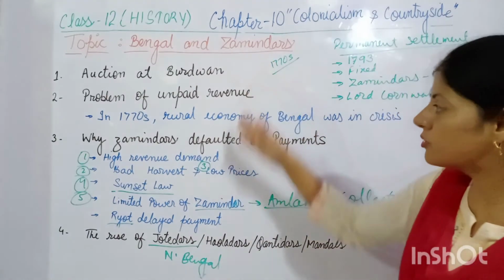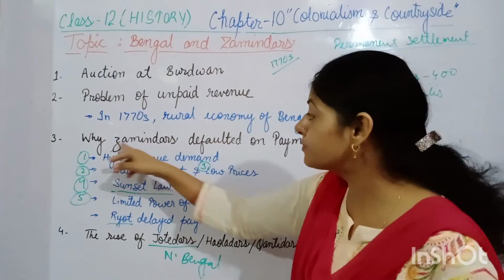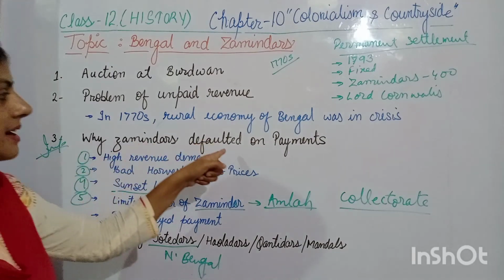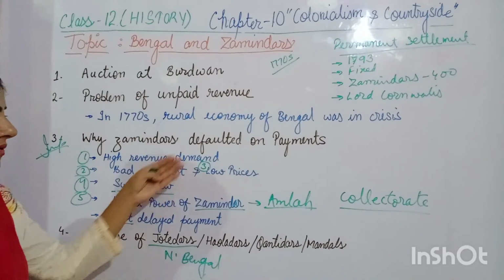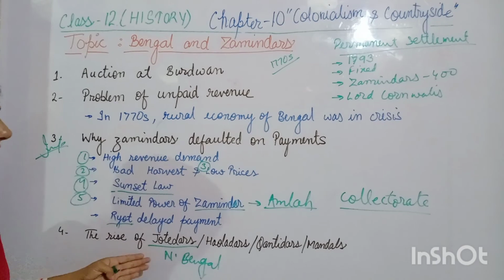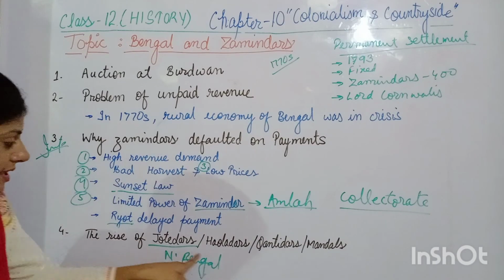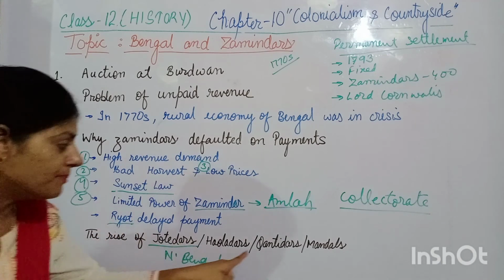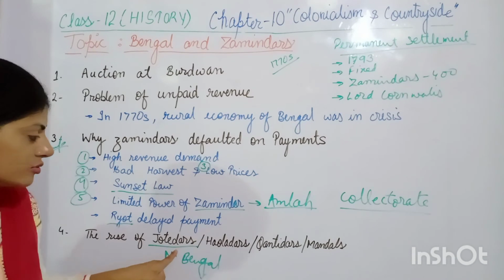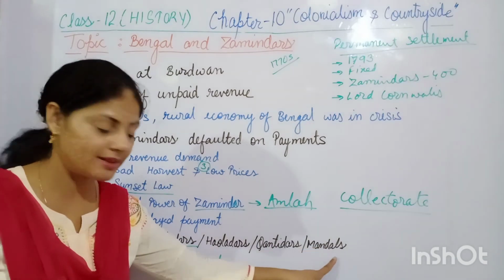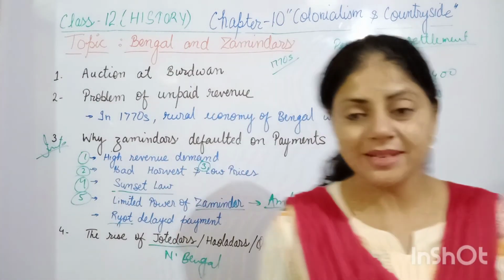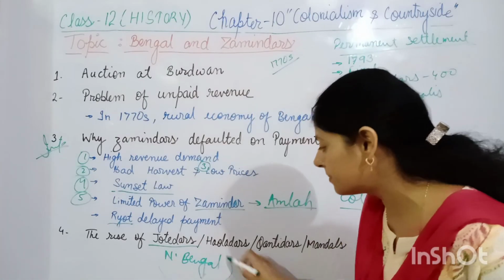One more thing, have a quick revision of that. Remember, this is an important question that can be asked: why zamindars couldn't pay their revenue, or why they were the defaulters? So these are the reasons for that. This question can be asked for 1 mark. Big ryots, what was another name for the big ryots? They were named by different names like Jotedar, Hawladar, Kantidar and Mandal. Okay, and they were the big peasants residing mainly in the North Bengal region.